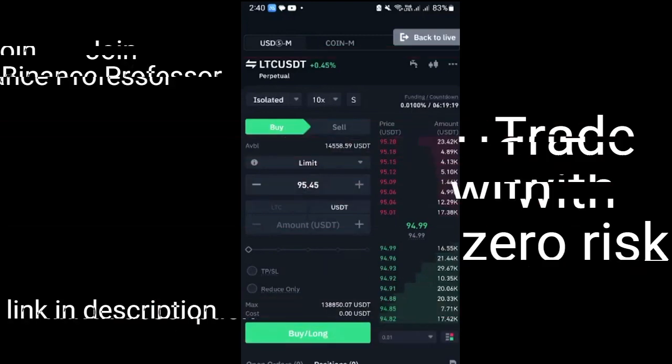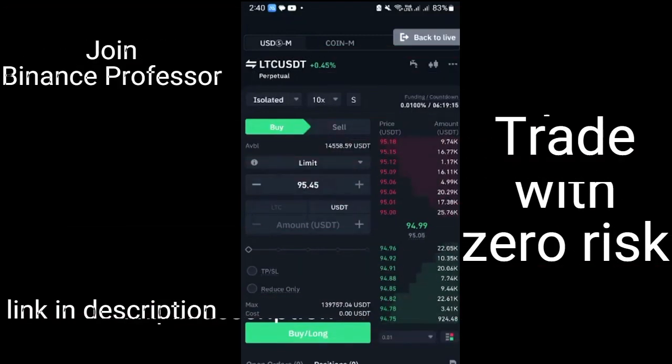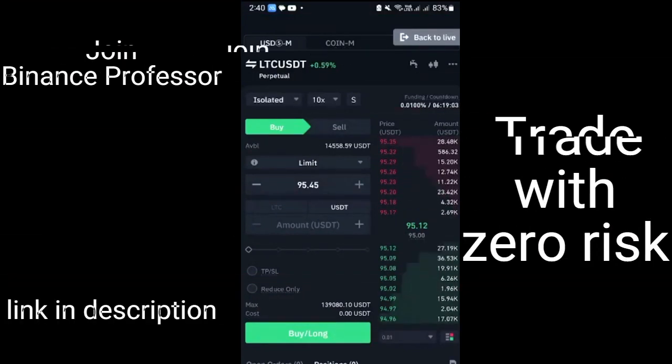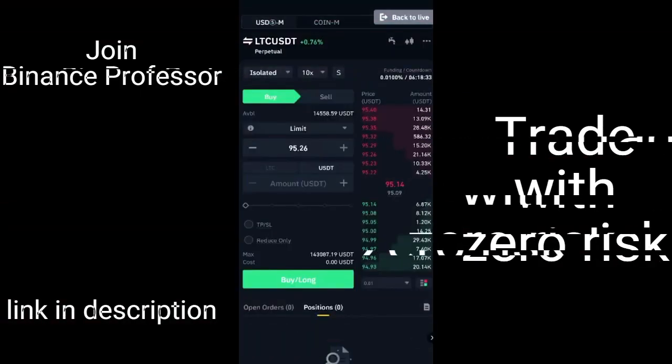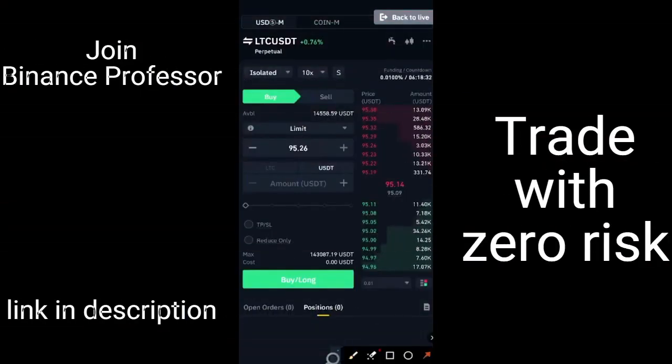Firstly, let's take a step back and understand what liquidation is. In the world of futures trading, liquidation occurs when the price of the asset you're trading falls below a certain level, known as the liquidation price. When this happens, your trade is automatically closed by the exchange, and you lose your entire margin balance.